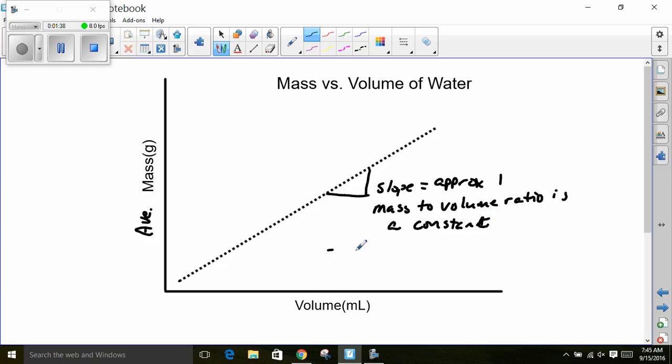We can also say that mass is directly proportional to volume for water.